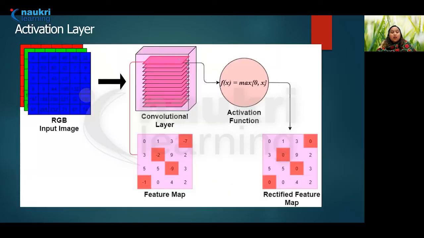So this is how the activation layer works. First, we have an input image in the form of RGB. Then it goes to the convolution layer and creates a feature map. Then it goes to the activation function and we have a rectified feature map. If you can see here, all the negative values have been made 0. That means the nodes associated with these values will not fire. Only the positive values will fire.